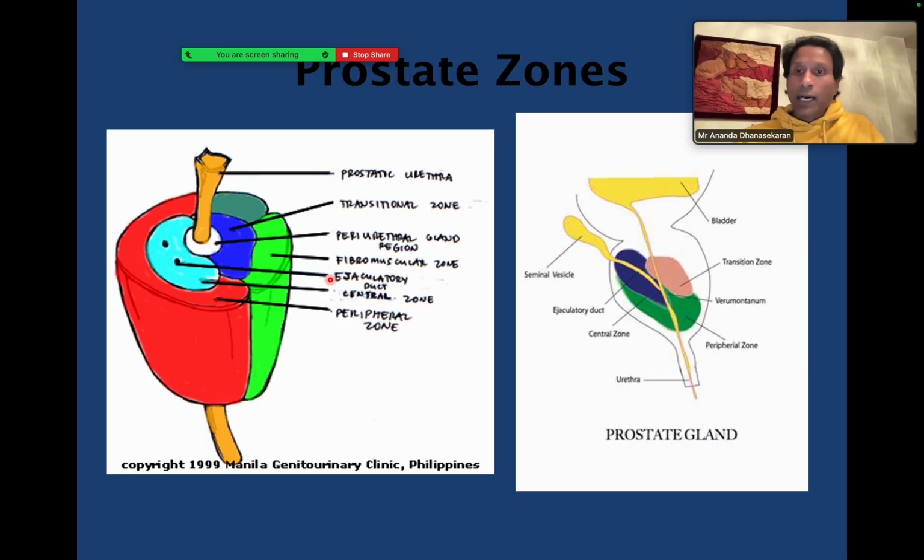Okay. And the prostate anatomically consists of various zones. So this is the urethra. As I said, the prostate is present around the urethra. The innermost one is known as the periurethral gland, and then it is surrounded by the transitional zone and also the central zone, and then it is surrounded by the outermost peripheral zone. The peripheral zone is the commonest zone in which cancer can happen, while the normal benign growth commonly happens in the transitional zone.